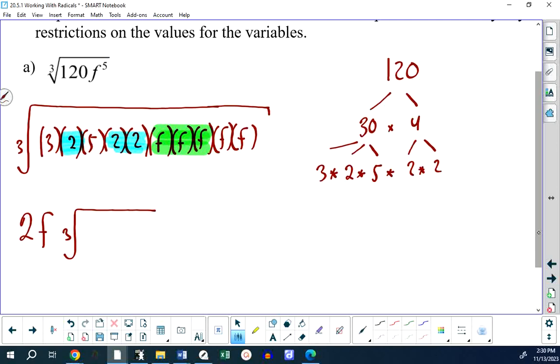So I have 3 times 5 is 15 f squared. And again, we're going to save the restrictions for the end. And that's the answer.